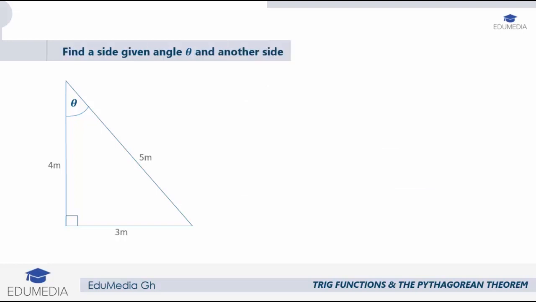The next thing we're going to look at is how to find the value of a side when you are given the angle theta and another side. Assume you have been given the hypotenuse, and the value of the angle theta to be, let's say, 25 degrees, and you have been asked to find the opposite. So how can we find that? That's what we're going to look at.